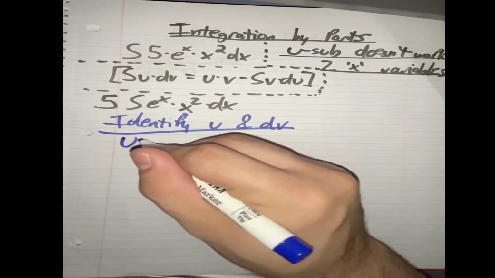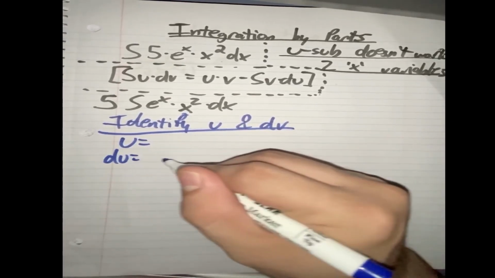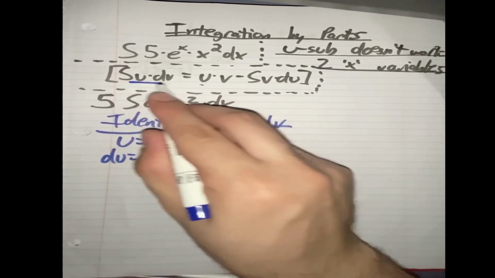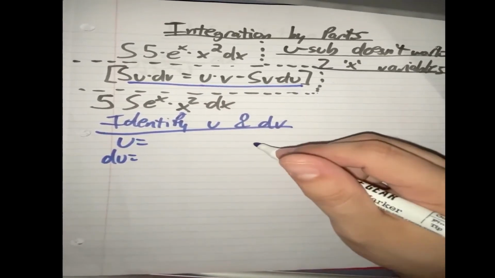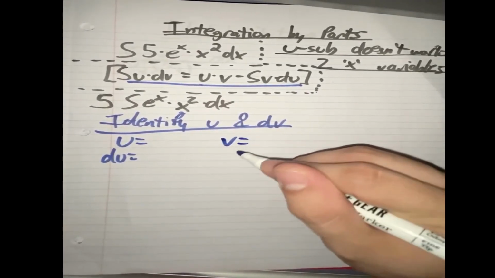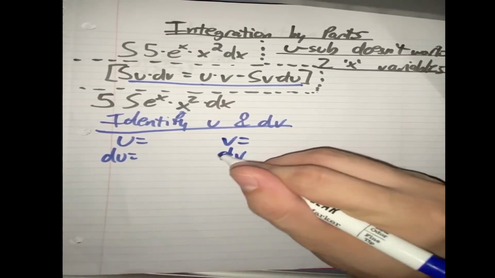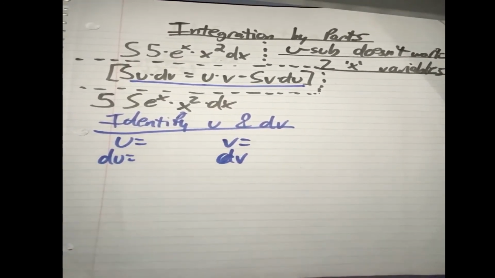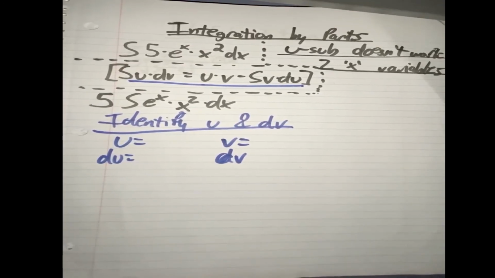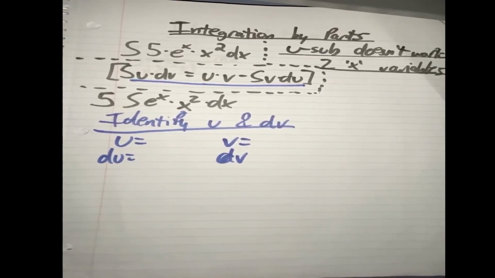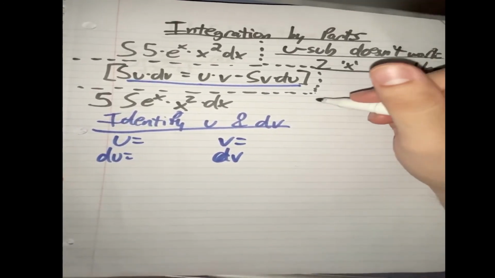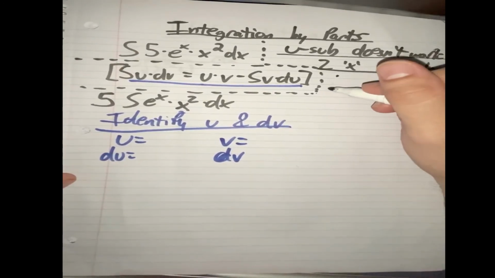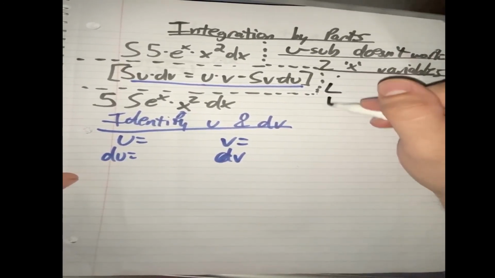These are all variables in the formula for integration by parts: u, du, v, dv. But we need to select a u. We can do this by simply applying LIATE. I'm going to do it off to the side over here.